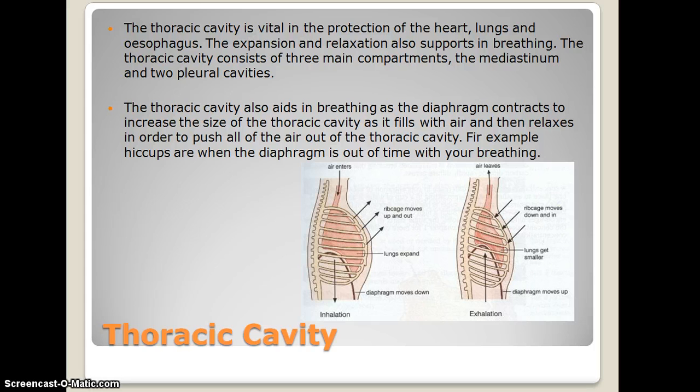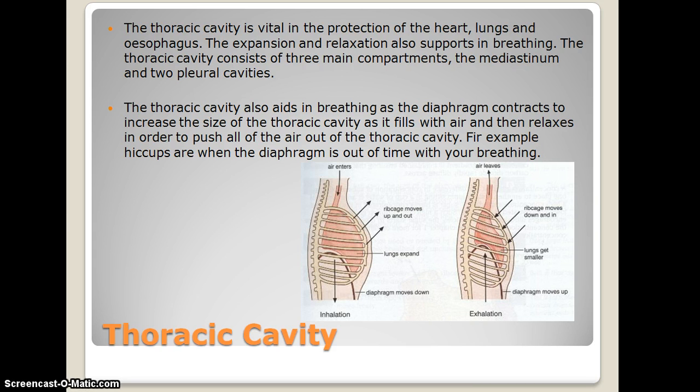The thoracic cavity. The main function of the thoracic cavity is to protect the heart, the lungs, and the esophagus. The expansion and relaxation also supports breathing. As you can see from the diagram, when breathing in, the rib cage moves out and the lungs therefore expand, and then the diaphragm will relax and move down, in order to allow lots more air to enter into the thoracic cavity.